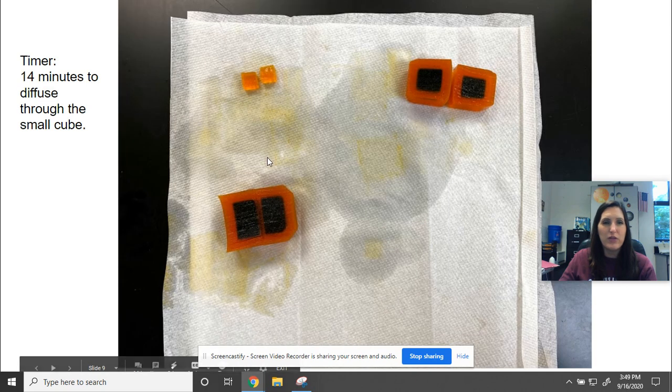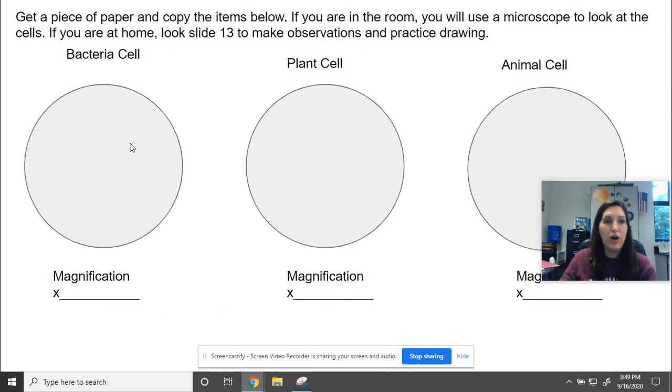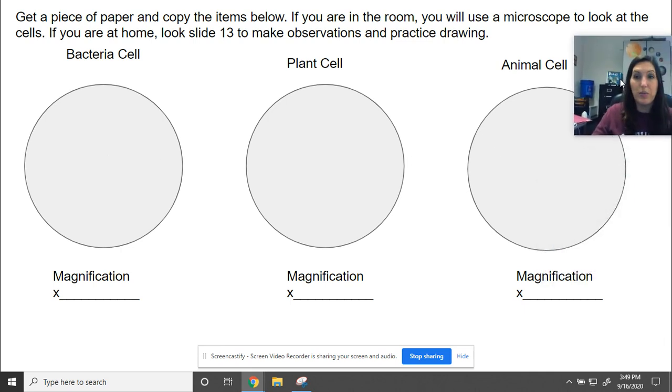Now that you've gone through these and you've seen the diffusion lab and you've drawn pictures from the board, it's time to do some drawings. I've got up front on the lab table a bacteria cell, plant cells, and animal cells. And you guys have slides already ready to go. I want you to copy this on your paper: a bacteria cell, a plant cell, and an animal cell. I want you to write down the magnification that you're going to observe these 3 things under.